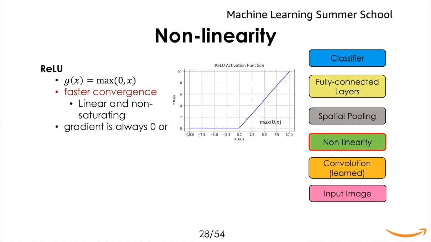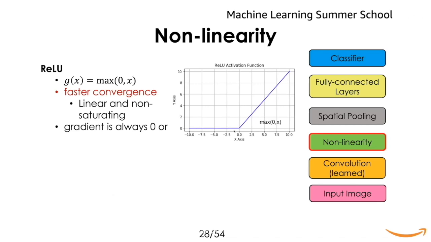Another popular nonlinearity is a ReLU nonlinearity, which is simply the max of 0 and the input. Right. So in the negative axis, it is just 0, and the positive axis is a linear curve. It's a straight line. So this non-linearity leads to faster convergence. But again, you can see that this also saturates in the negative region.